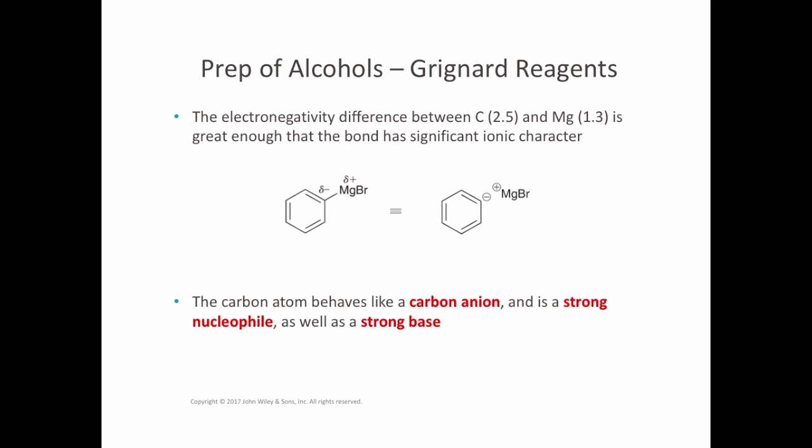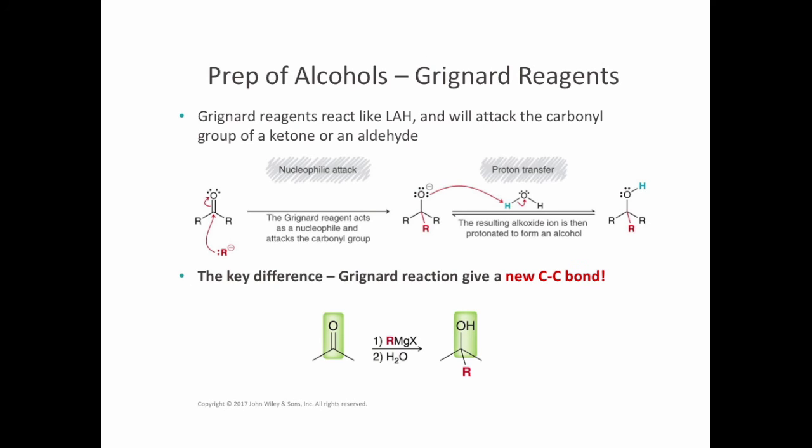Carbon is a lot more electronegative than magnesium, so essentially that carbon attached to the magnesium is going to be partially negative and will behave like a carbon anion. While the bond isn't completely ionic, we can think of it like this. Just like the hydride attacked the carbonyl carbon, the Grignard is going to attack the carbonyl carbon. And you're going to see a lot of reactions this semester with some nucleophile attacking a carbonyl. This is a very, very common pattern of reactivity.